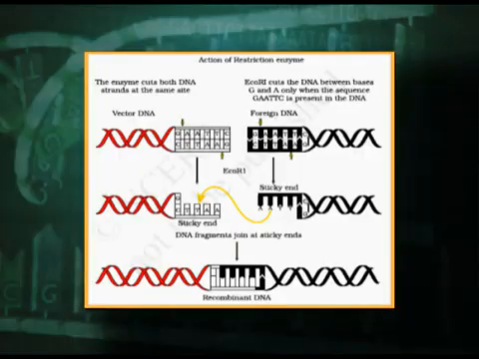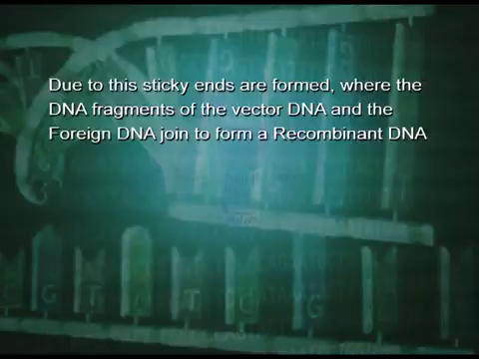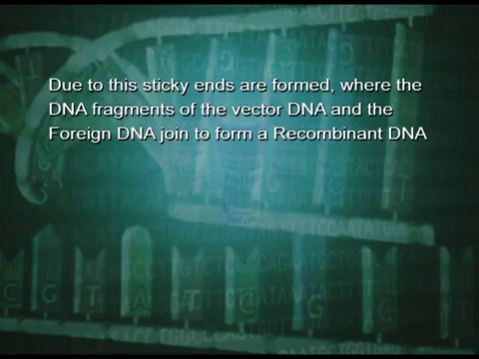Here in this diagram, we can observe the formation of recombinant DNA by the action of the restriction endonuclease enzyme EcoRI. The restriction enzyme cuts both strands of the vector DNA at the same time, whereas EcoRI cuts the DNA between bases guanine and adenine only when the sequence GAATTC is present in the DNA. Due to this, sticky ends are formed, where the DNA fragments of the vector DNA and the foreign DNA join to form a recombinant DNA.